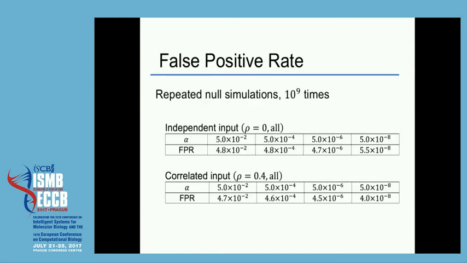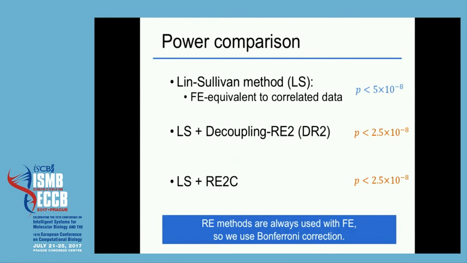Here we test the false positive rate, and we repeated the null simulations of no association 10 to the 9 times. The false positive rate of our method was well calibrated with or without correlations. Next, we compared the power of 3 different methods, one of which is the Lin-Sullivan method, which is the fixed effect method equivalent for correlated data. For the 2 other methods, we considered the combined use of the random effect method with the fixed effect method, as we discussed earlier. We used the Bonferroni correction for multiple testing.